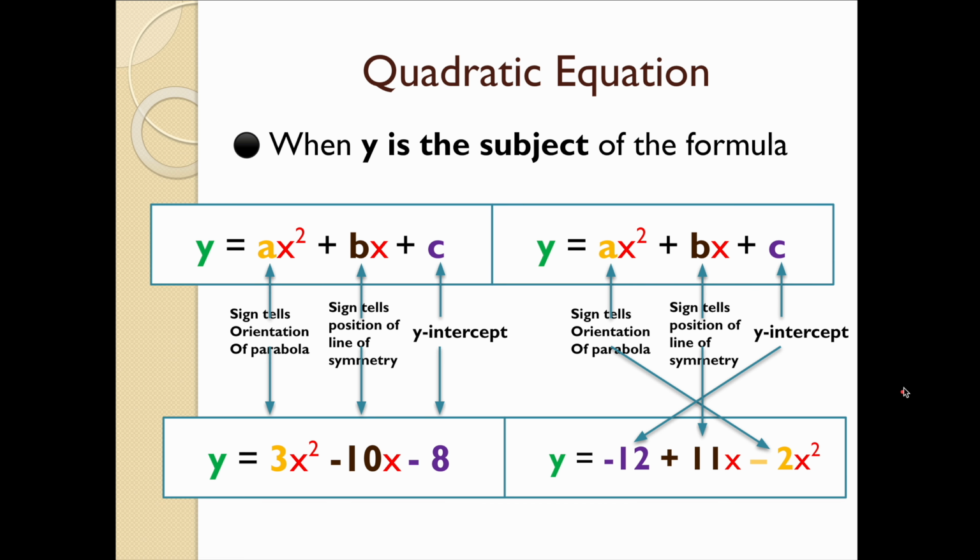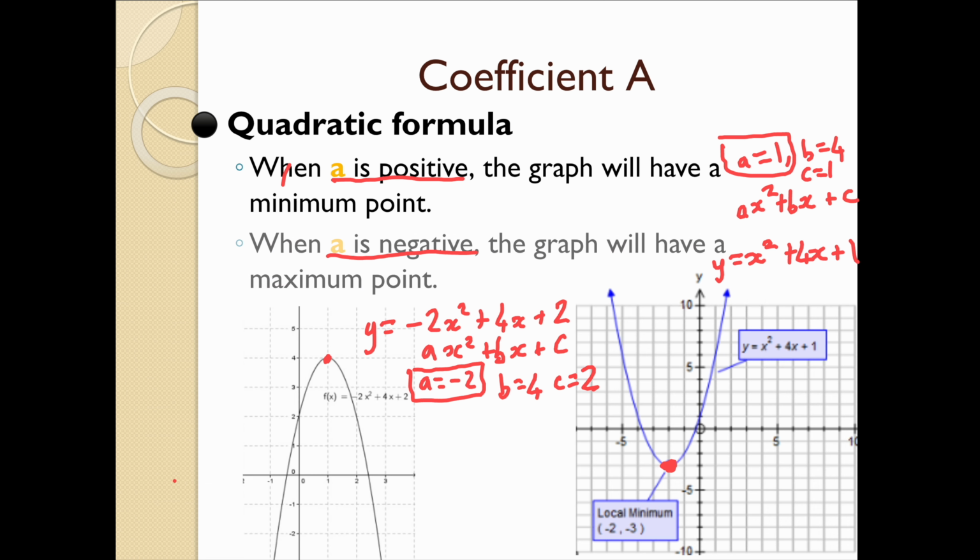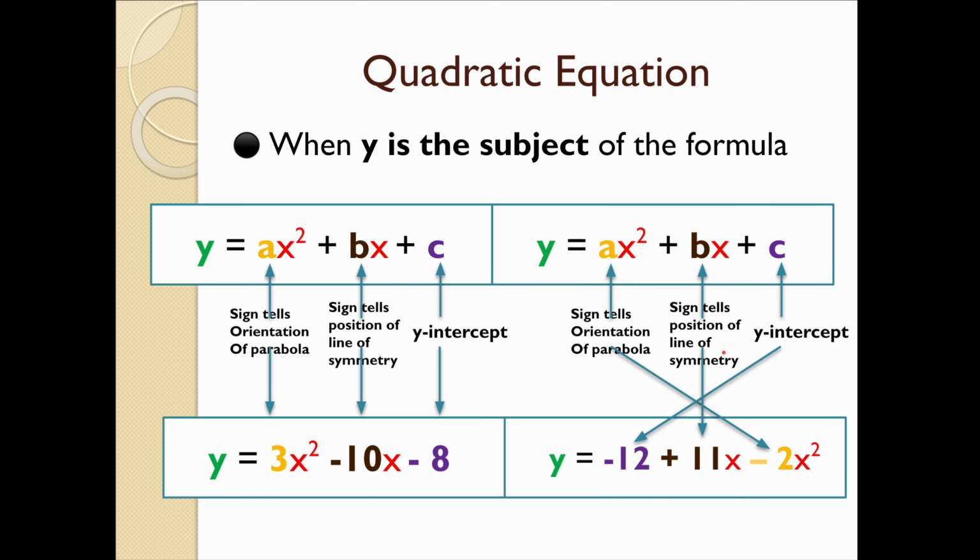Because a is negative, that is why we say that this has a maximum point. Remember when we spoke about this, we said when a is positive, we get a minimum point, and when a is negative, we get a maximum point. Just like this example, a was negative, we had a maximum. In this case, a was positive 1, so we had a minimum. With this equation, since a is 3, it has a minimum because it's positive. And here it is negative, which means it has a maximum point.